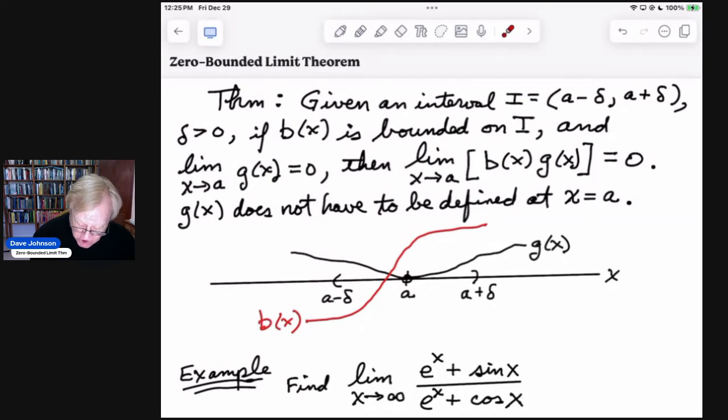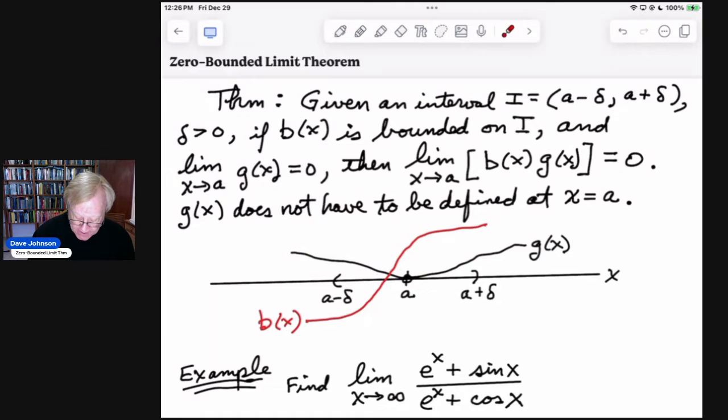It turns out that g of x does not have to be defined at x equals a. It just has to have a limit at x equals a. And in fact, a can be infinity, as you'll see in the example that I'm going to do in a moment. Okay, again, let's just look at the graph here. So here's our g of x. It has a limit of 0 at x equals a.